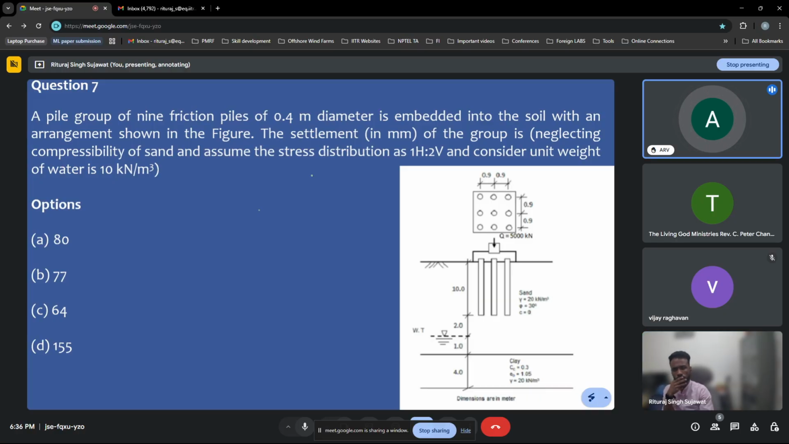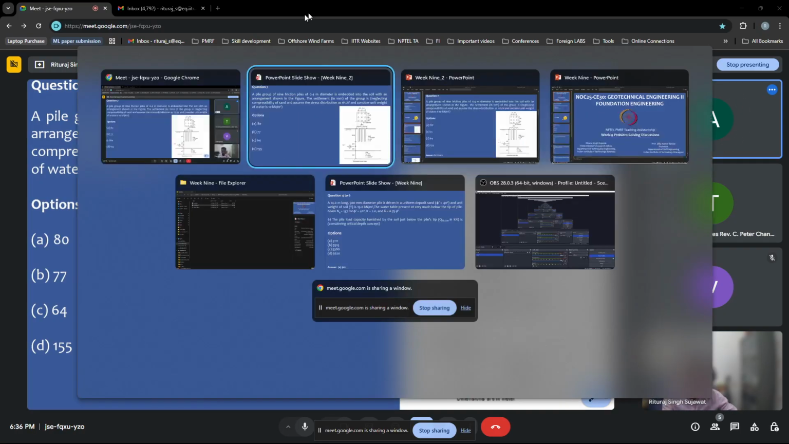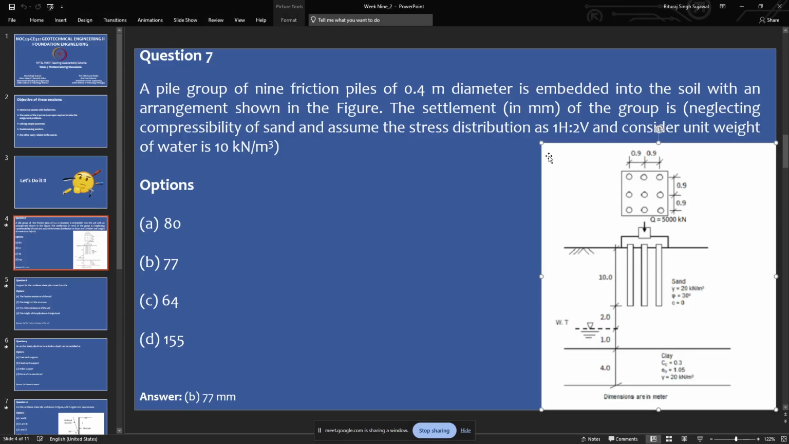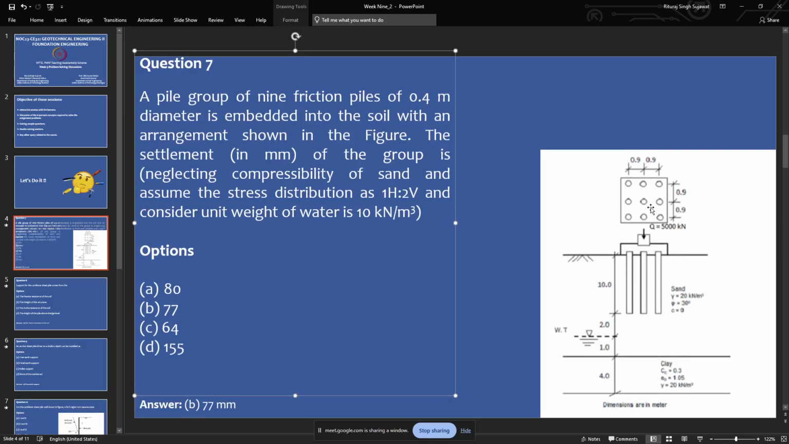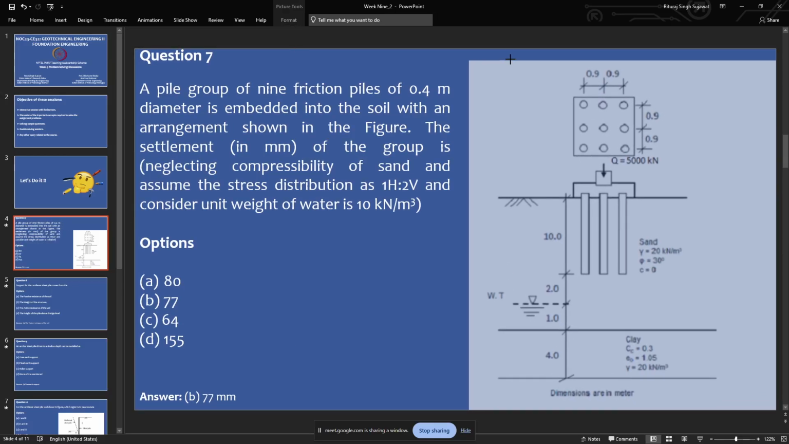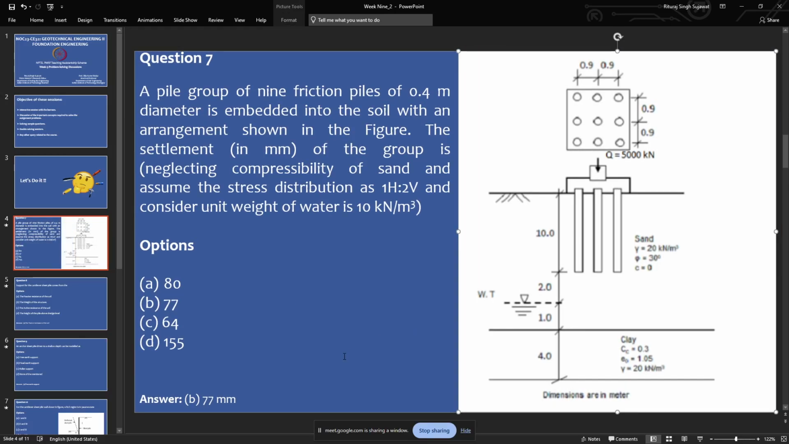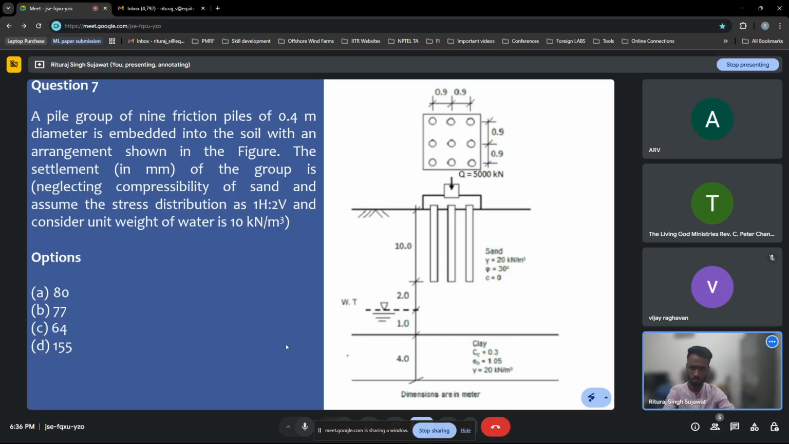Sir, can you zoom the diagram, sir? Yeah, I'll do that. You can zoom the slide itself, sir. I'll do that. Yeah, now it is better, sir. Thank you. No worries.